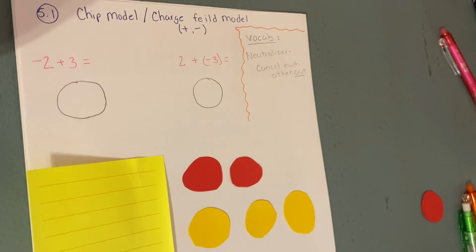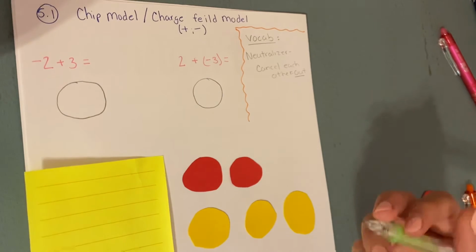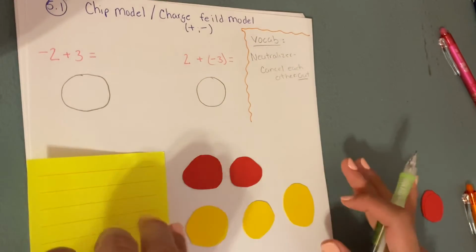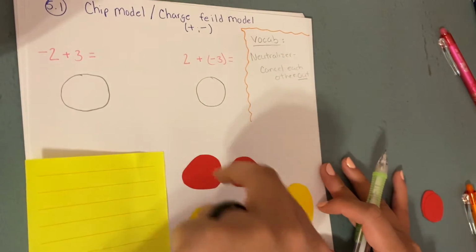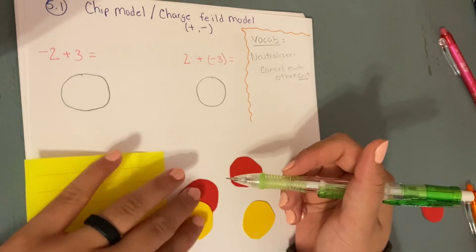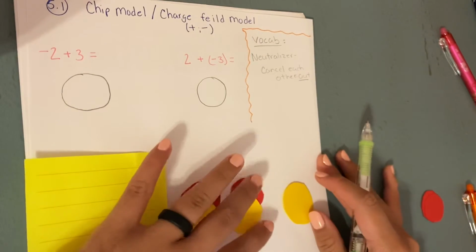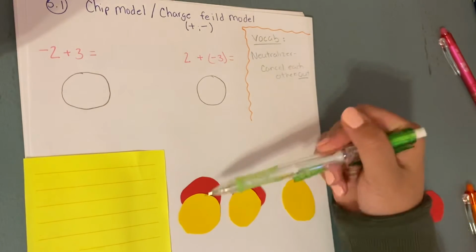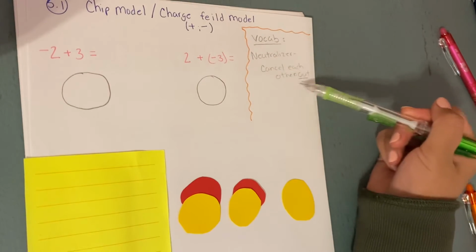So that's going to indicate our chip model. And as you can tell, we have 2 red and 2 yellow. So that means this set is going to cancel out and this set is going to cancel out. These are going to be our neutralizers. They cancel each other out.